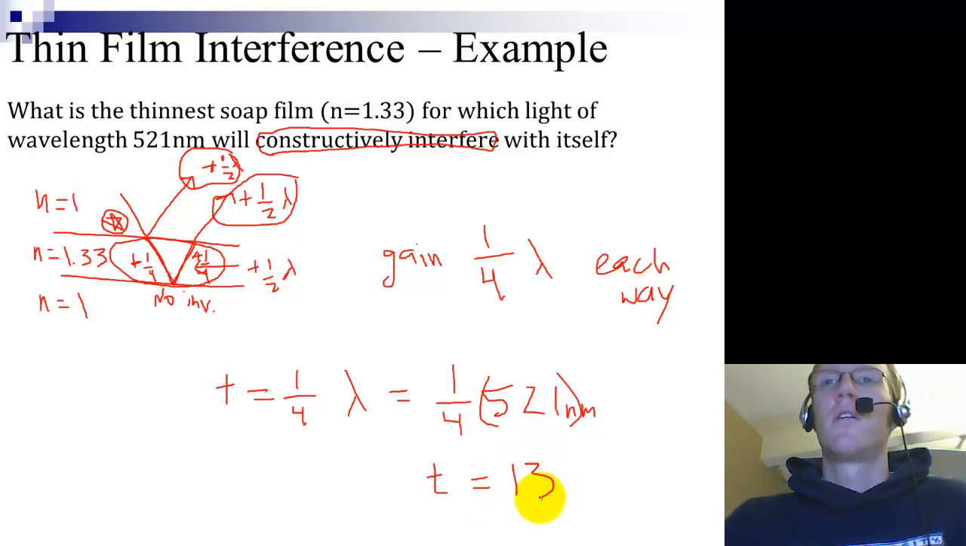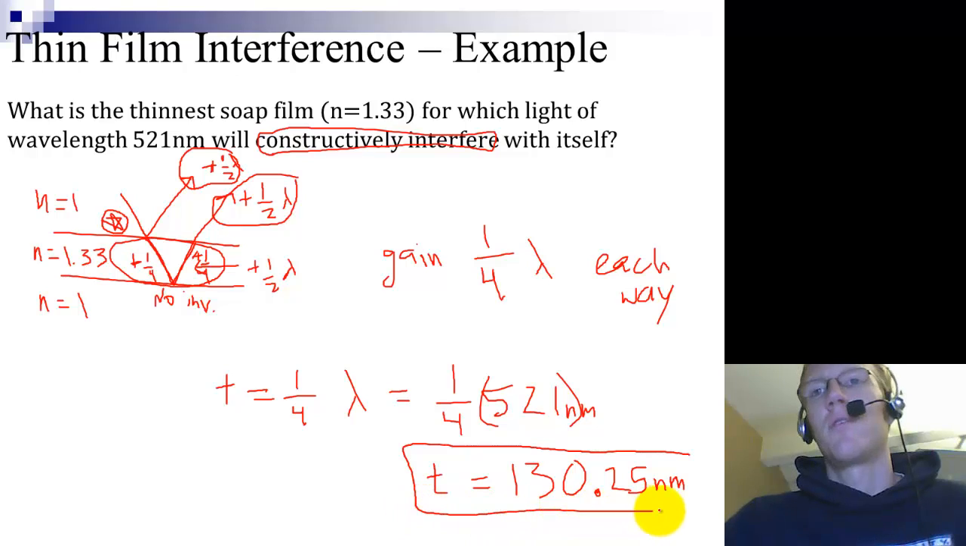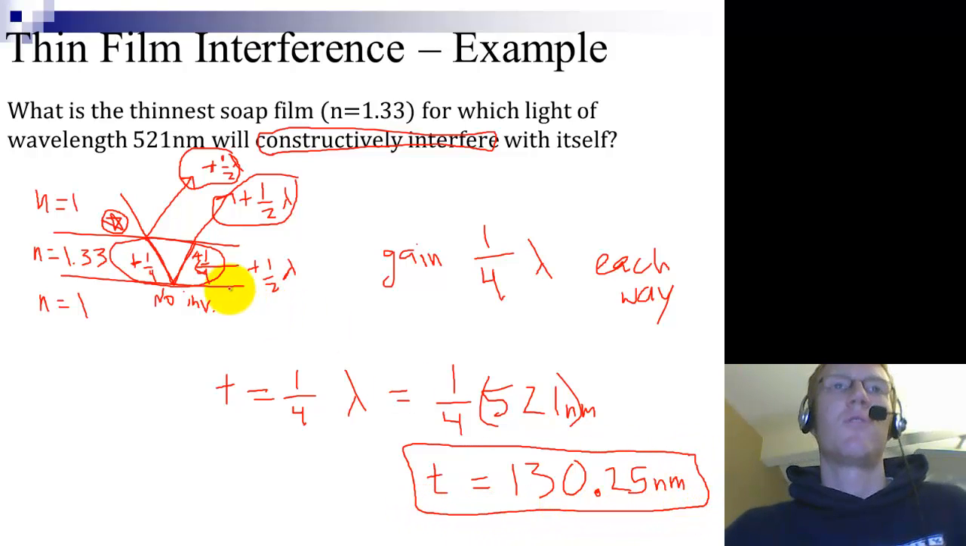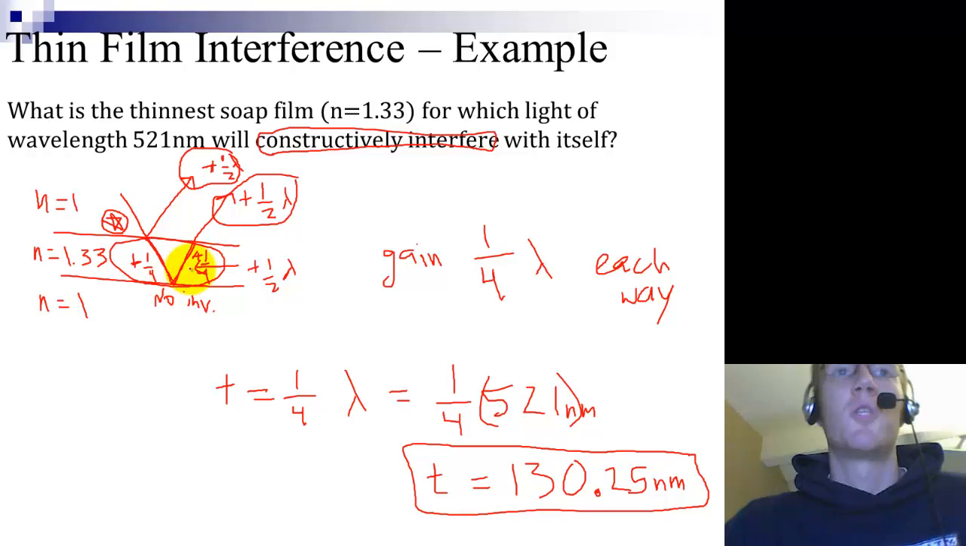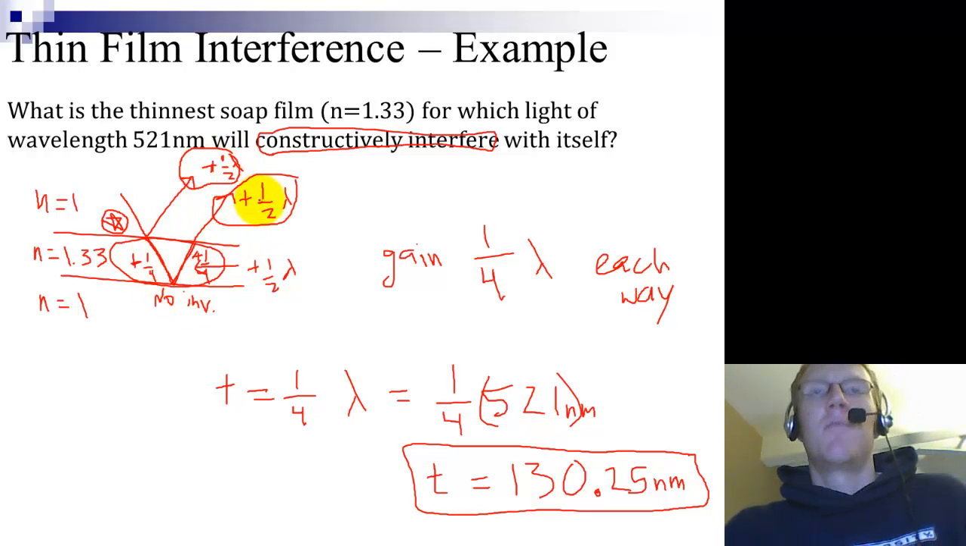And so the thickness of the material, 1/4 of 500 is 125, 1/4 of 20 is 5, right? So 130.25 nanometers. And so sometimes you need to set up an equation, but sometimes you can just see the answer almost pop out at you once you try to make these two match up. Since they need to constructively interfere, they should both be at the same level.